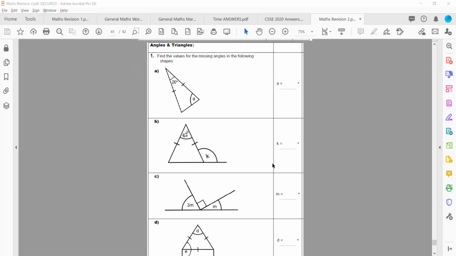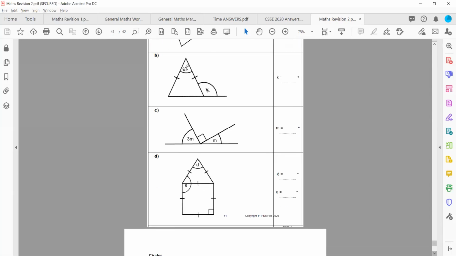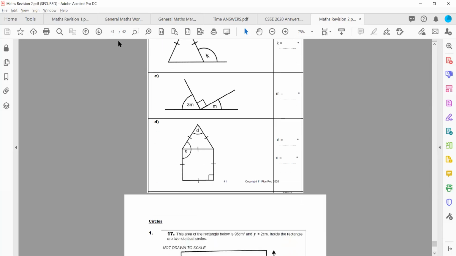Let's come down and have a look at part D. So part D, we have, again, you've got 3 dashes here, which tell you that all of these sides are equal. So this tells you that this triangle up here is an equilateral triangle. Okay, so it's an equilateral triangle where all sides and all angles are equal. And this is a quadrilateral with 4 equal sides. So therefore, this must be a square.